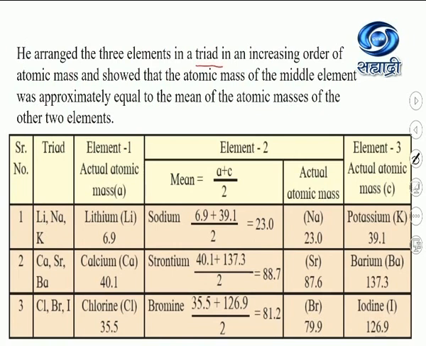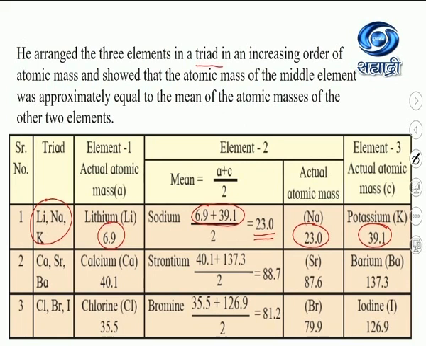So this example is given: lithium, sodium and potassium. So he arranged these three elements together. What is the atomic mass of lithium? It is 6.9. The atomic mass of potassium is 39.1. So if we take the mean of these, that is 6.9 plus 39.1 divided by 2, we will get 23. So that 23 is nothing but the actual atomic mass of sodium.